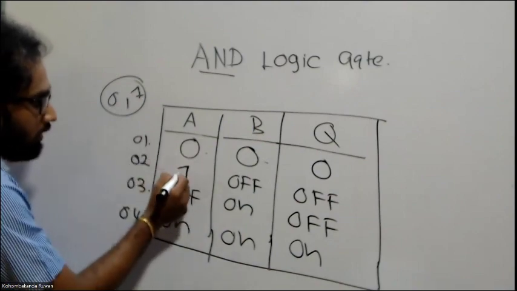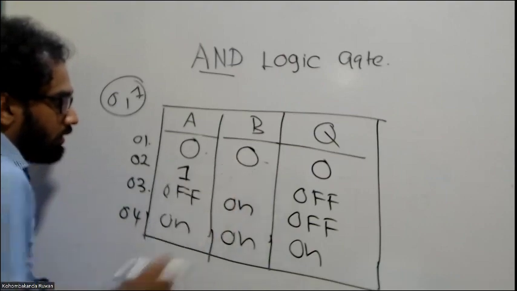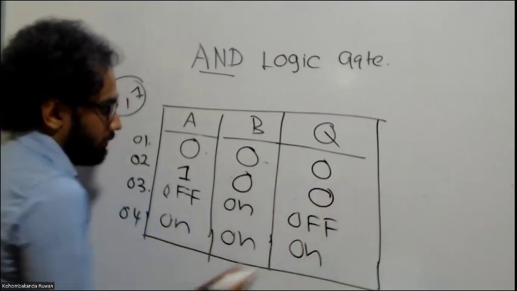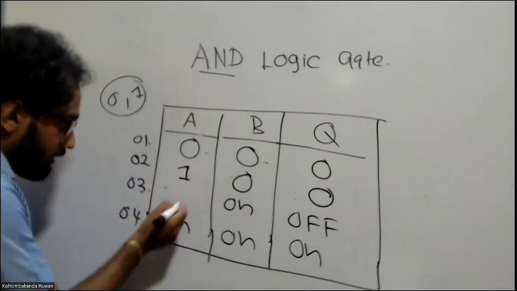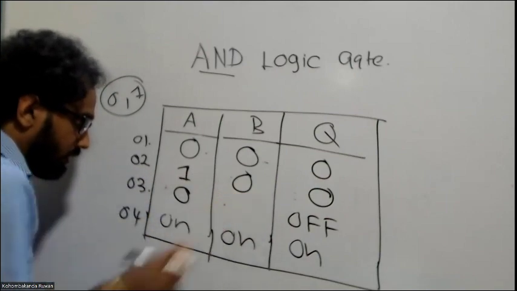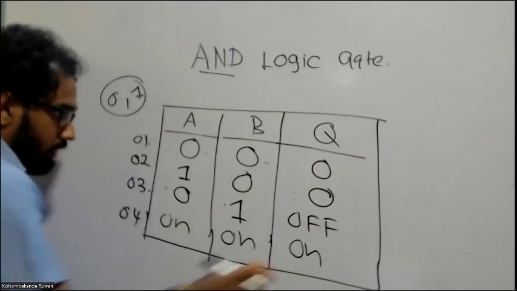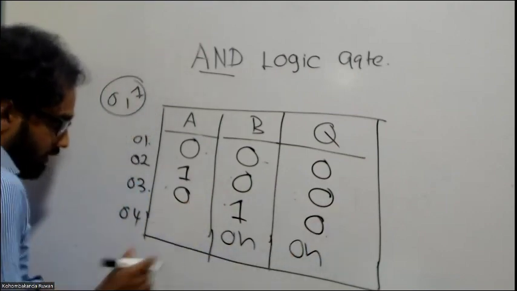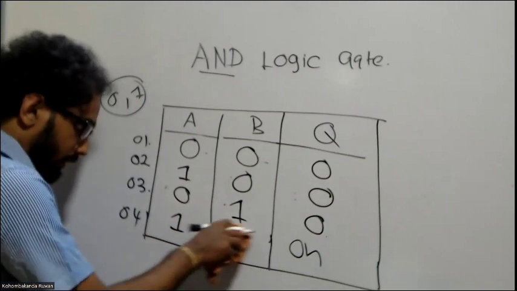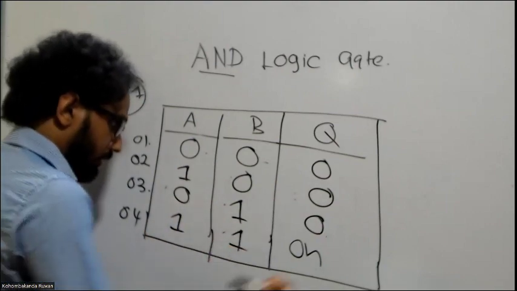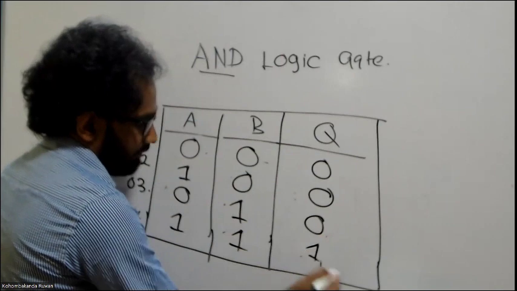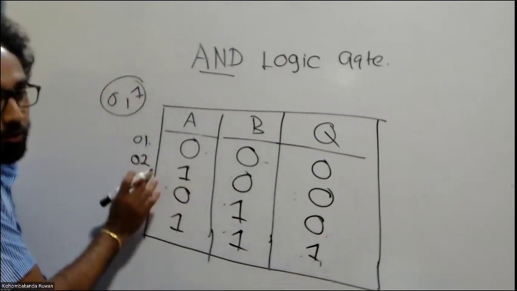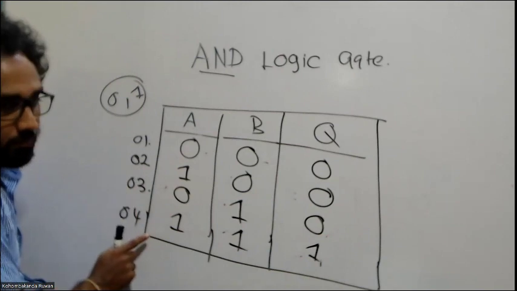Here 1. Here 0, 0. Here 0, 0. Here 0, 0. Here 1, 1. Here 0. Final one, 1, 1, 1. This is called the truth table for AND logic gate. This is very important, right?